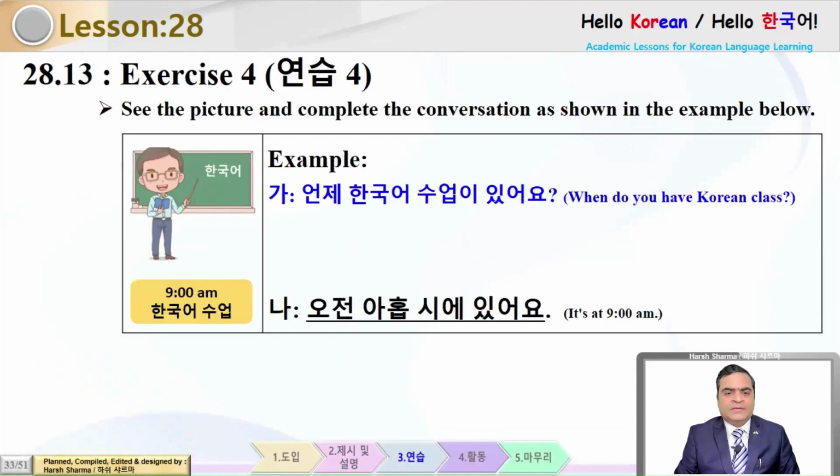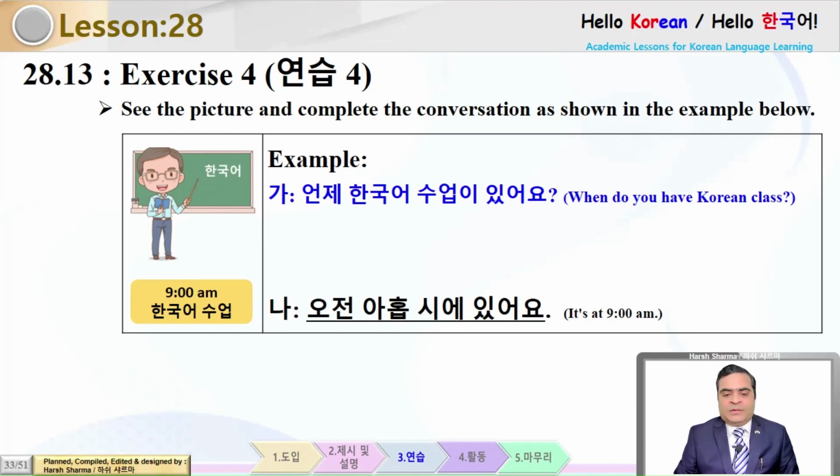It's time to do practice, everyone. This practice is see the pictures and complete the conversation as shown in the example below. See the picture. It is written 9 a.m. and 한국어 수업. See the statement of Kha is 언제 한국어 수업이 있어요? When do you have Korean class? We have to write the answers after seeing the picture. 오전 9시에 있어요. It's at 9 a.m.